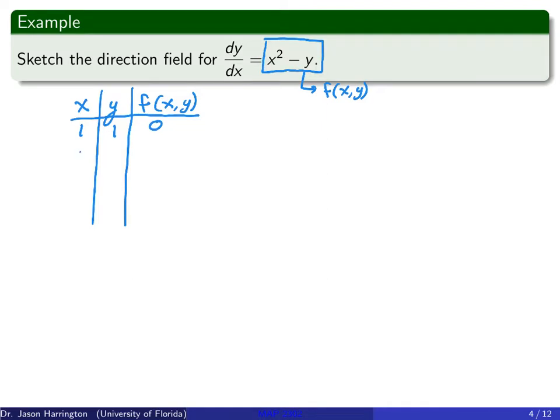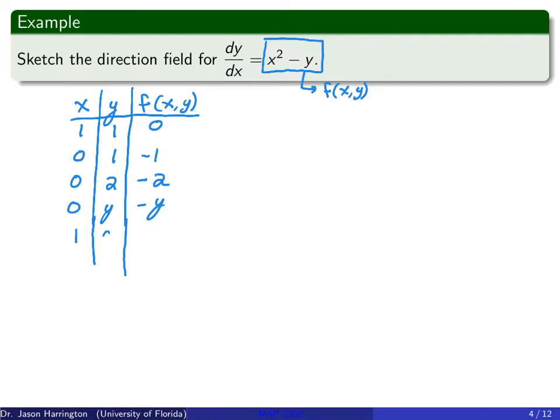If I put in 0, 1, then I'm going to have 0 squared minus 1, which will be negative 1. And if I put in 0, 2, then I will have 0 squared minus 2, which is going to be negative 2. And so forth. Basically, if I just put in 0 comma y, that's going to give me negative y. So I can see a neat little pattern to that.